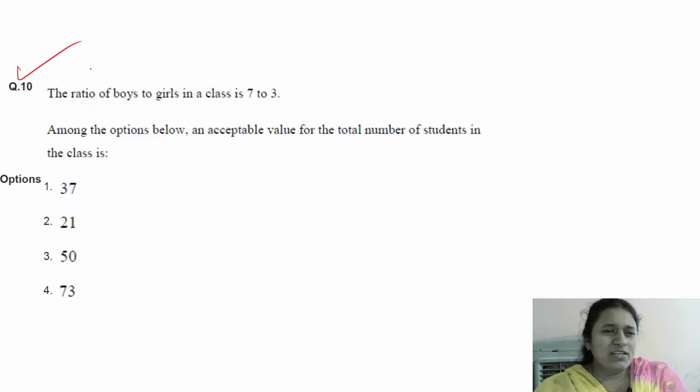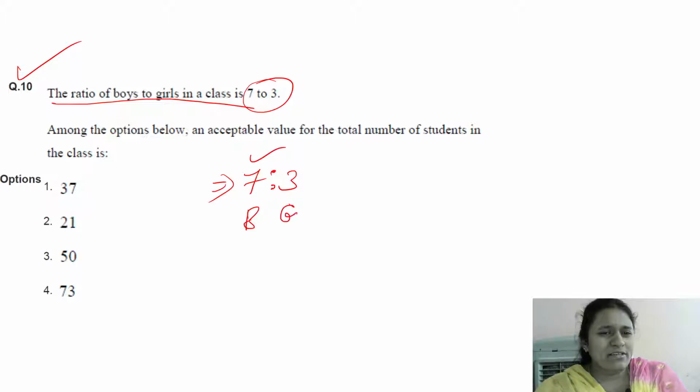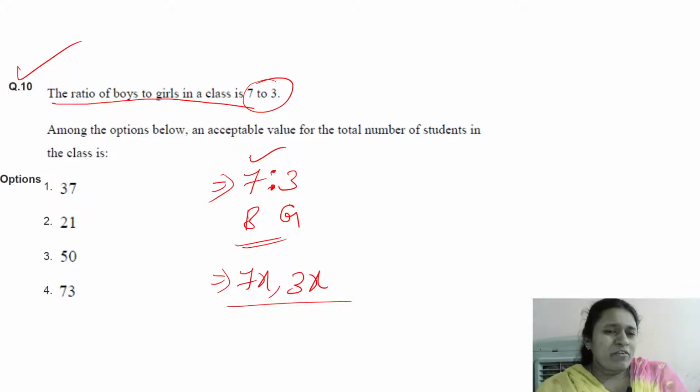Okay friends, next question is here. The ratio of boys to girls is 7:3. It is also based on ratio. This is the boys ratio and this is the girls ratio. We can say that the number of boys is 7x, the number of girls is 3x, right? Because we don't know the actual number. If we want to split this ratio, we have to multiply these values with a common variable. That's why the number of boys is 7x, the number of girls is 3x.